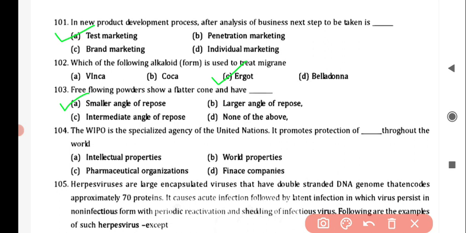Next question is, the WIPO is the specialized agency of the United Nations. It promotes protection of dash throughout the world. And the correct answer is option A, that is intellectual properties.